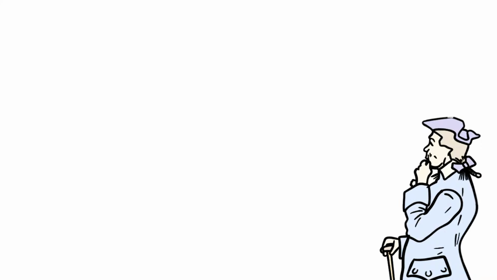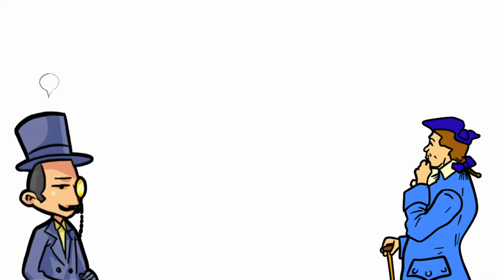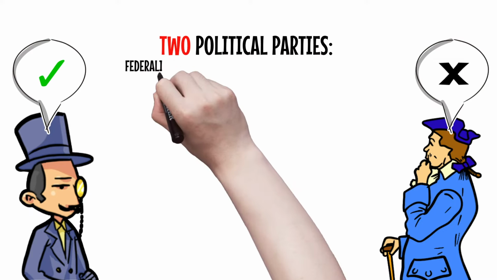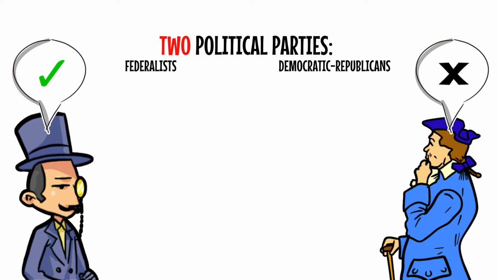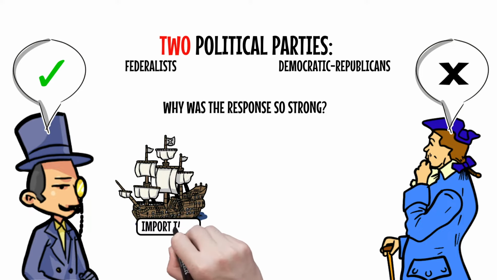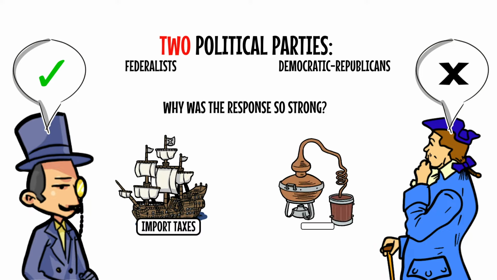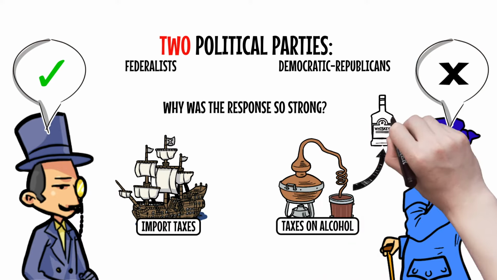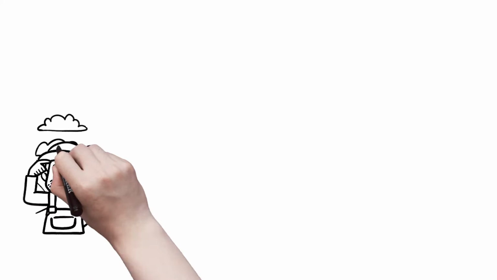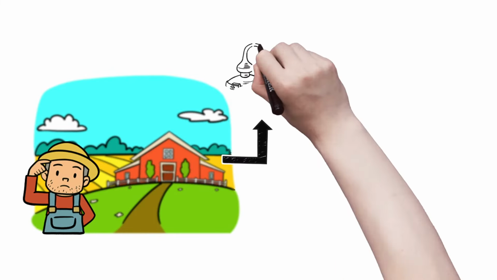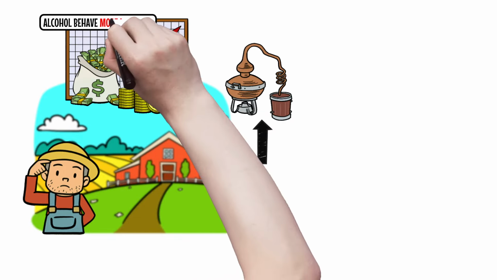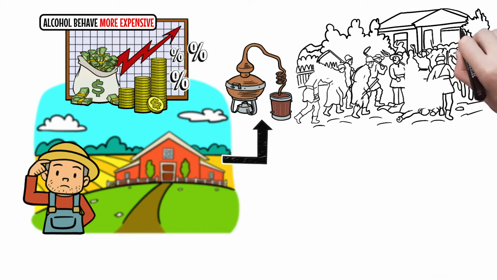People responded to all 3 policies in very different ways. In fact, this led to the creation of 2 political parties, the Federalists and the Democratic-Republicans. Why was the response so strong? In addition to taxing imports, taxes were also placed on distilled liquors or alcohol, namely whiskey. Some farmers used their excess grains to make alcohol. Since alcohol became more expensive, fewer people bought it, so farmers rebelled against the government and its new tax.